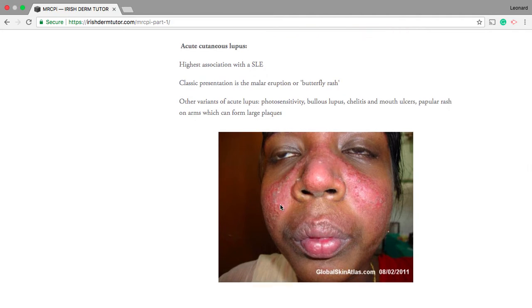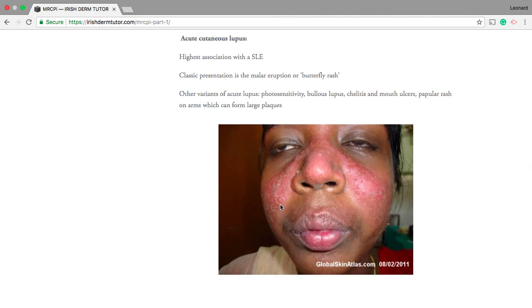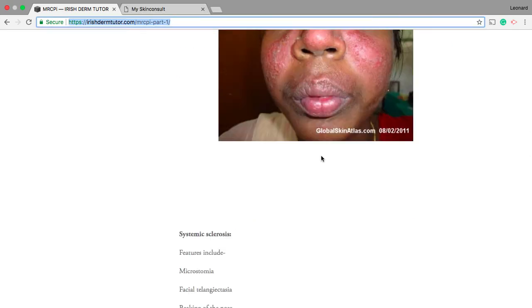And you can get other variants of acute lupus, apart from this butterfly rash, such as just a generalized photosensitive rash. You can get blistering type of lupus. You can get cheilitis, or cracking around the corners of the mouth, associated with mouth ulcers as well. And sometimes you can just get a papular rash on the arms, which can go on to form large plaques.